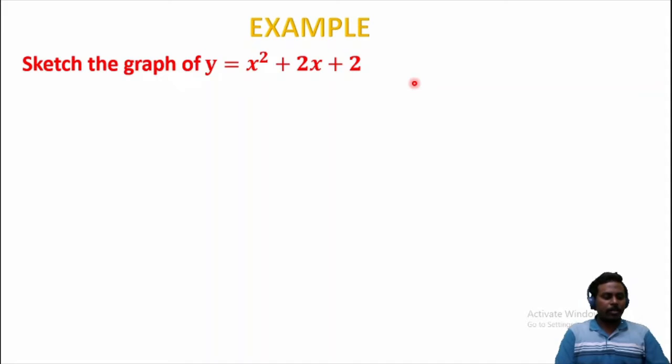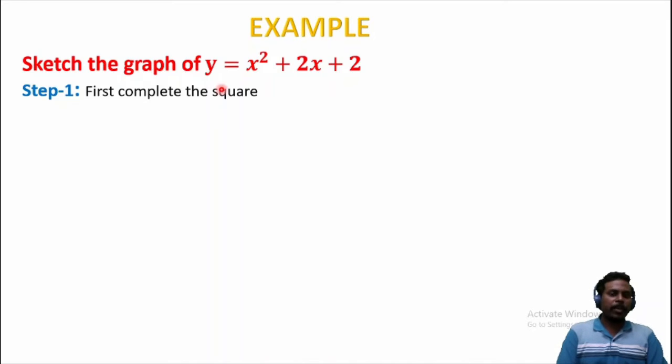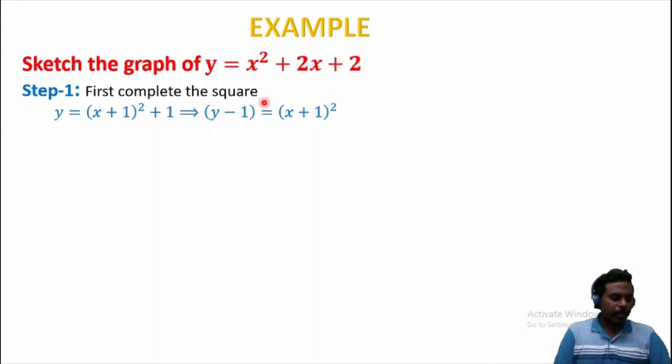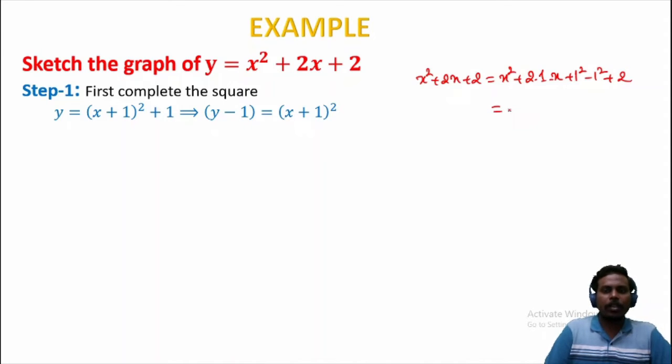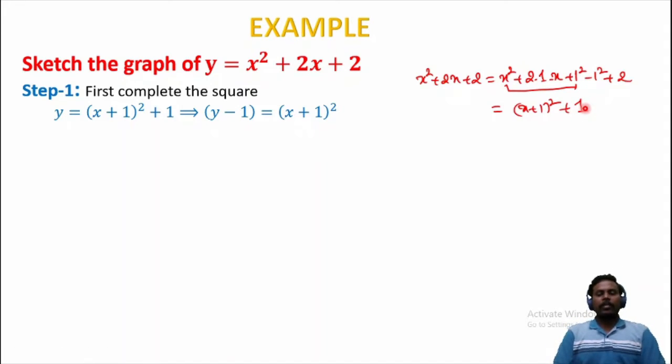Now how are we going to draw this? There are steps to be followed in order to sketch the graph easily. The first step is you have to complete the square, which we have seen in the earlier classes. So what you have to do is, see, this x square plus 2x plus 2 is there. Now I have to complete the square of this quadratic part. x square plus 2 into 1 into x, plus I have to add 1 square and subtract 1 square, plus 2 here. So these three terms together become x plus 1 whole square, and the leftover term is 1. This is how one can complete the square of a given quadratic expression.